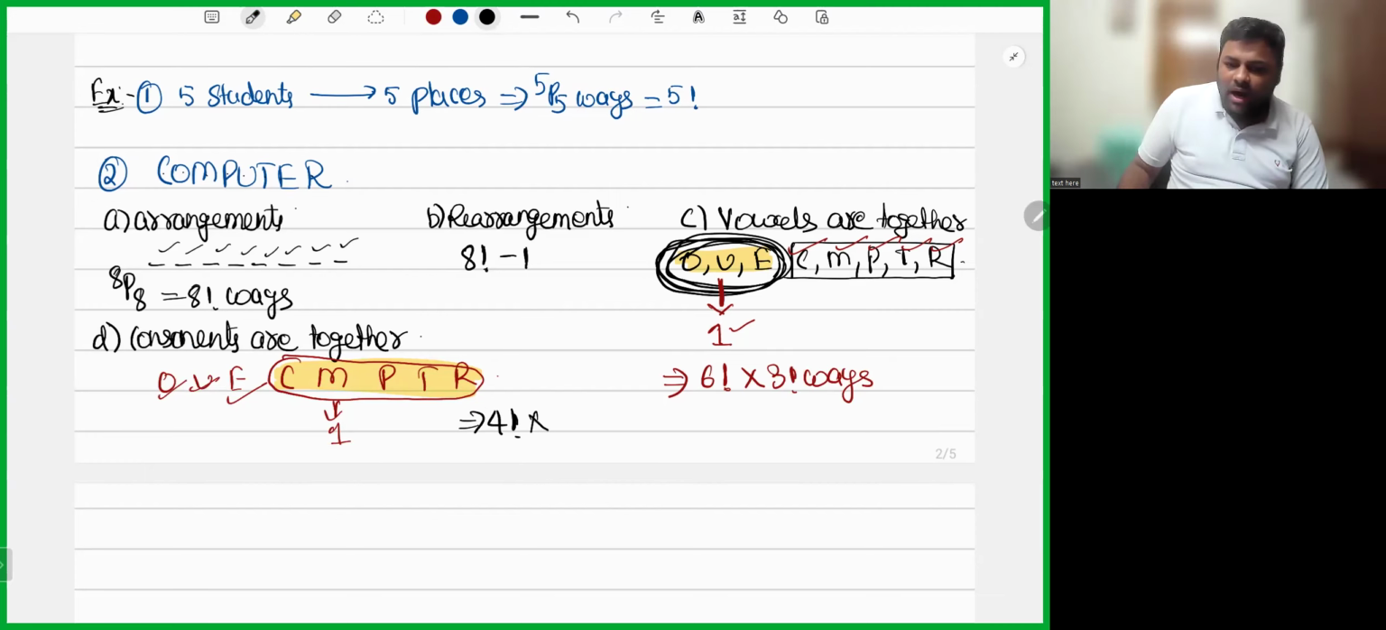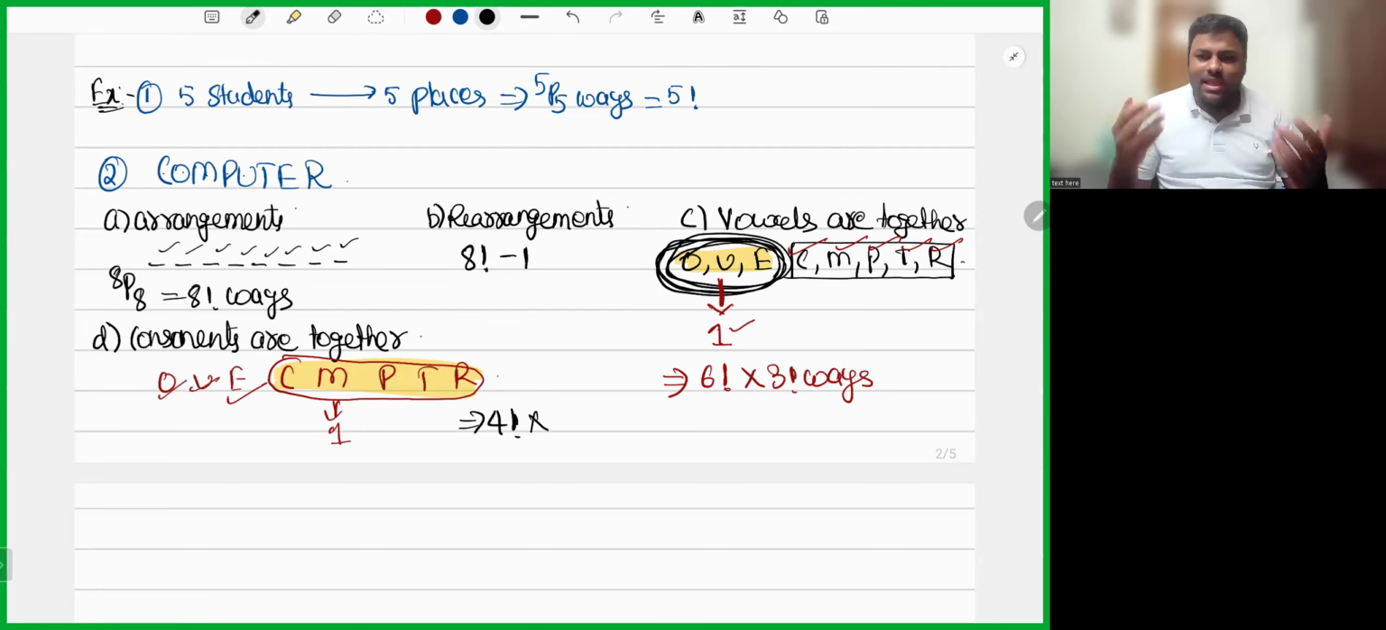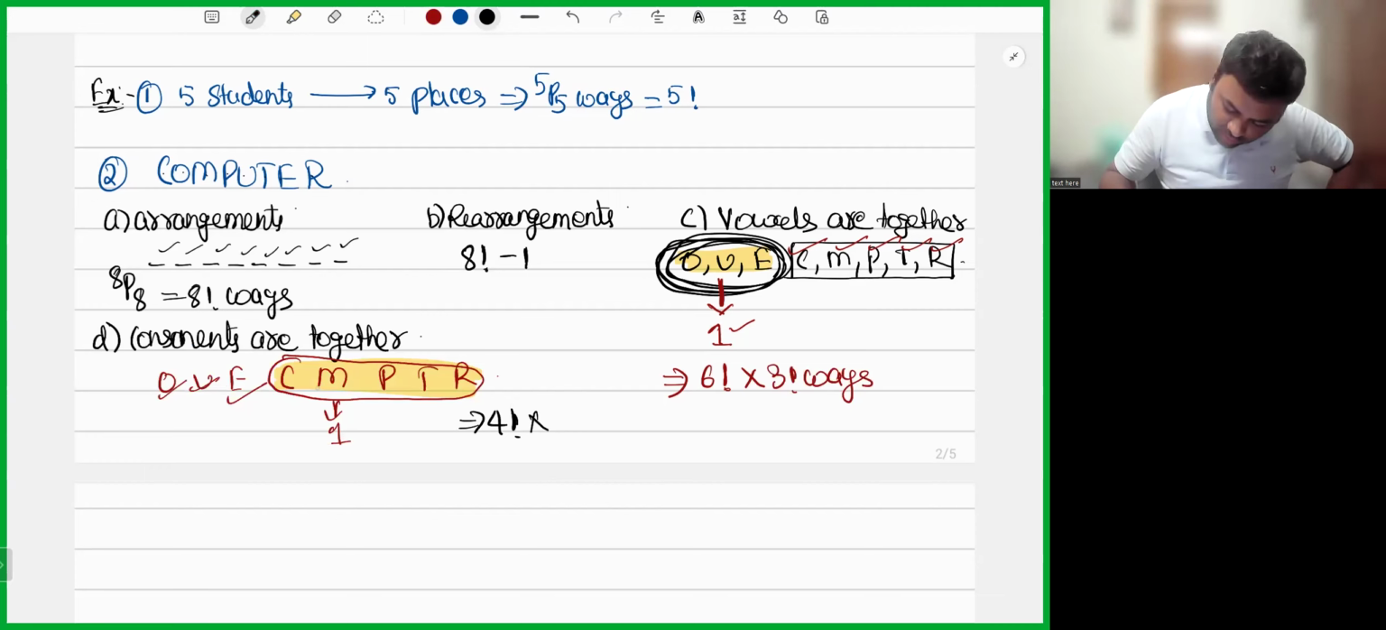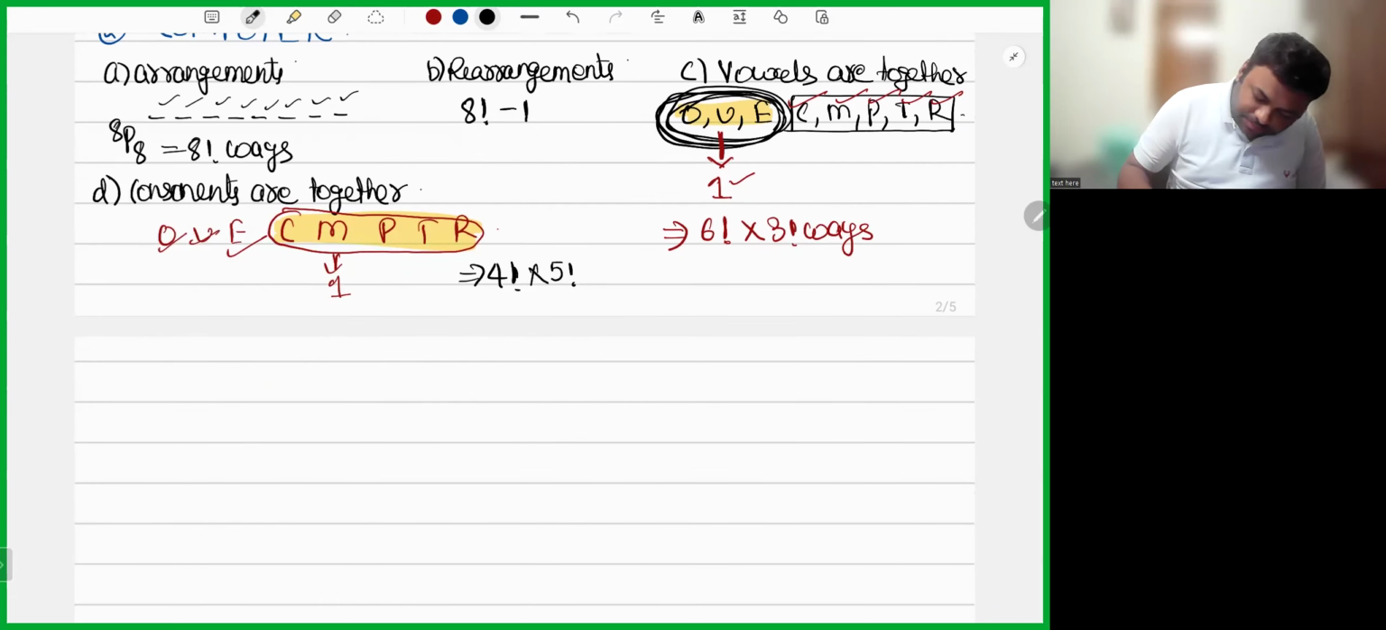C, M, P, T, R. They can interchange among themselves? Yes. They are together, but still they can rearrange among themselves. 5 things can be rearranged among themselves in 5 factorial ways.